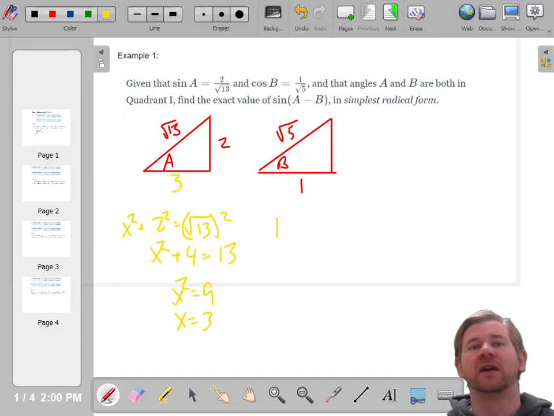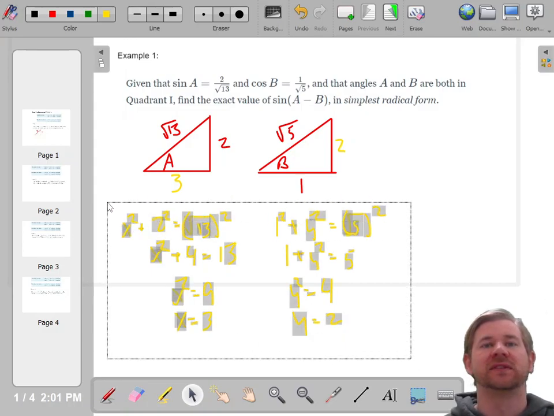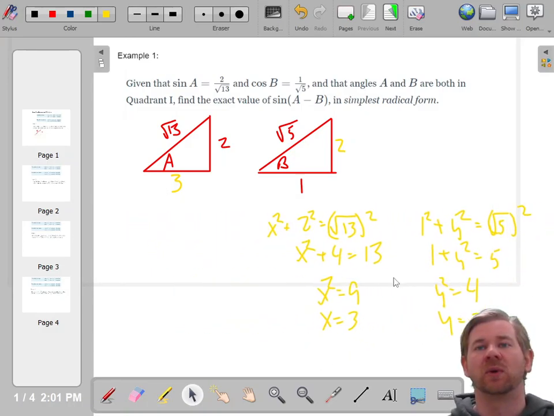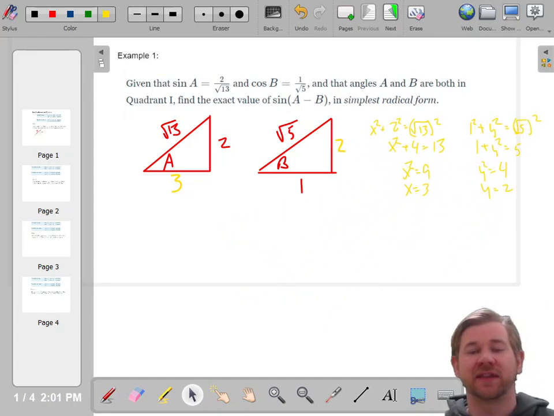I'll do the same thing here. 1 squared plus, I'll just call it y, squared is radical 5 squared. 1 squared is just 1, plus y squared is 5, and then y squared is 4 if you subtract 1, so y is 2. Okay, now I have the triangles that I need. I'm just going to move this out of the way because I don't really need this work anymore. I can even shrink it. There you go. Okay, so there's all that Pythagorean stuff.